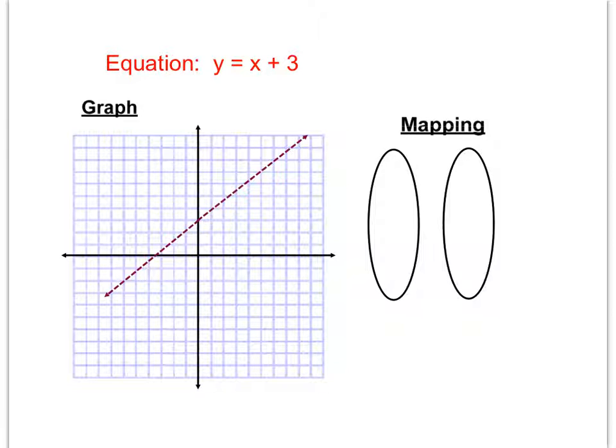And we can also do mapping. All mapping is writing our ordered pairs with arrows going from the x to the y. So I can write, for example, 1 arrow 4. I can write 3 arrow 6. I can write neg 2 arrow 1, etc. So there's a mapping. That's our fourth way to describe a function.